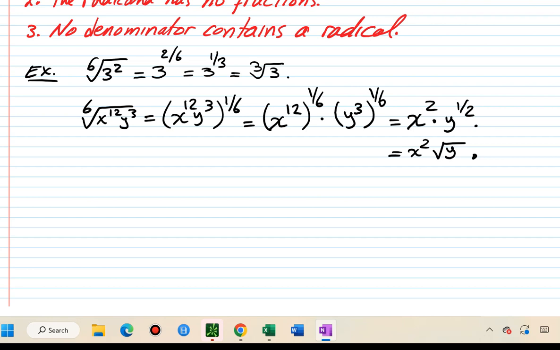What if I have, let's see how we can add and subtract. How's that? Adding and subtracting radicals.